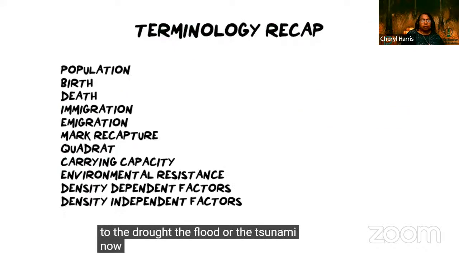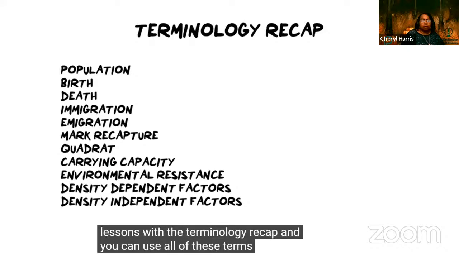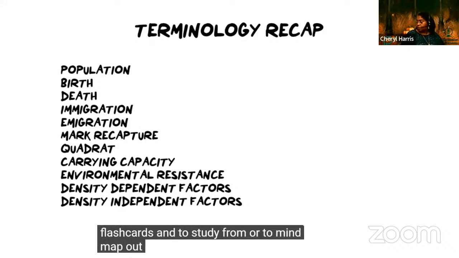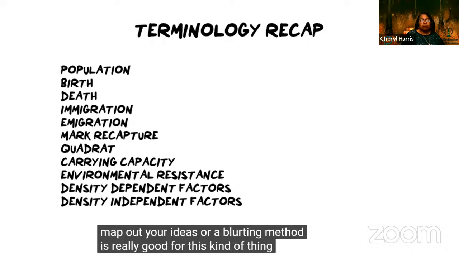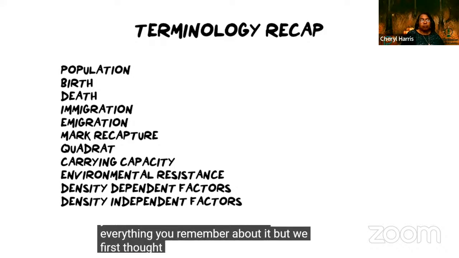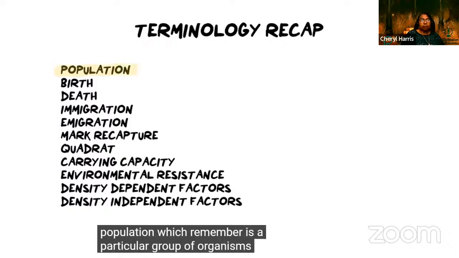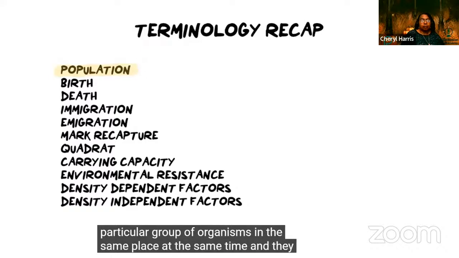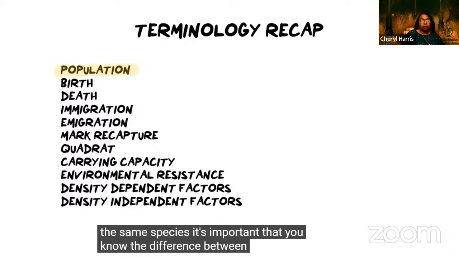Now, as always, I like to end off my lessons with a terminology recap, and you can use all of these terms to create flashcards and to study from, or to mind map out your ideas. A blurting method is really good for this kind of thing, so you can write down the word and everything you remember about it. But we first of all looked at population, which, remember, is a particular group of organisms in the same place at the same time, and they are the same species.